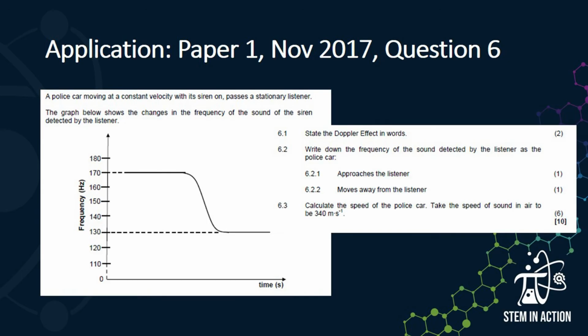Let's have a look at question 6 from November 2017. Question 6 says, a police car moving at a constant velocity with its siren on passes a stationary listener. The graph below shows the changes in the frequency of the sound of the siren detected by the listener. 6.1 asks us to state the Doppler effect in words. You can find this in your exam guidelines, but it should say something like, the Doppler effect is the change in frequency or pitch of the sound detected by a listener because the sound source and the listener have different velocities relative to the medium of sound propagation.